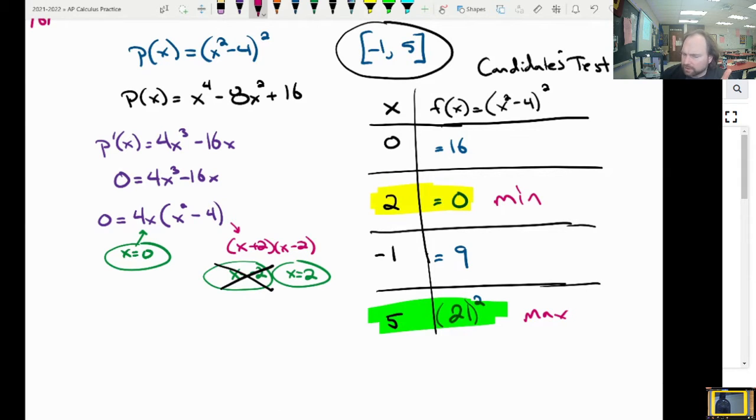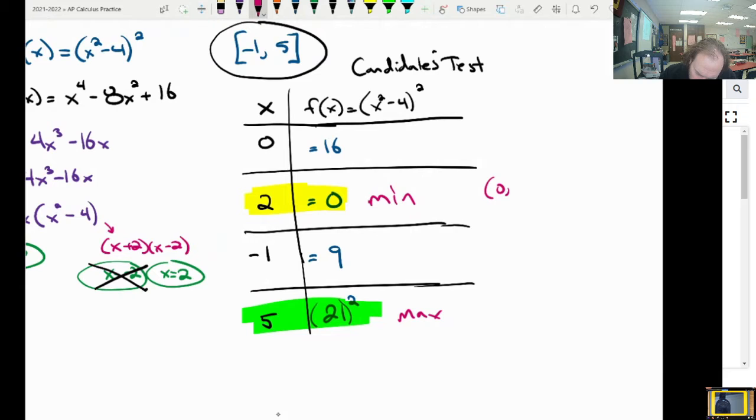Once you've identified your critical values, you then have to test them along with the endpoints in a kind of candidates test like this and figure out which one's the absolute minimum, which one's the absolute maximum. So I would say that (2, 0) is the max. And 5, and then whatever 21 squared is, that's the max. (2, 0) is the minimum. And there you go. Pretty cool.